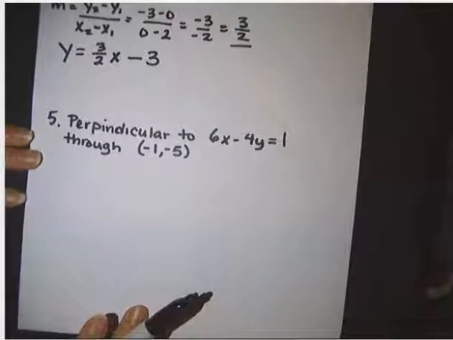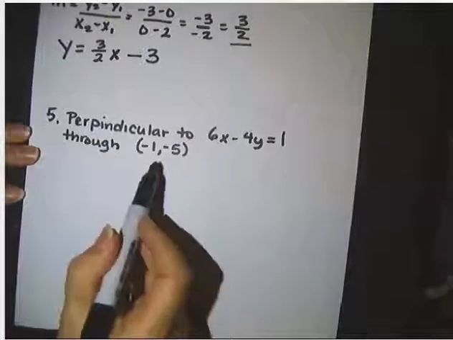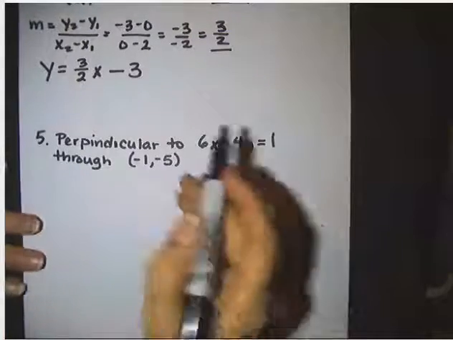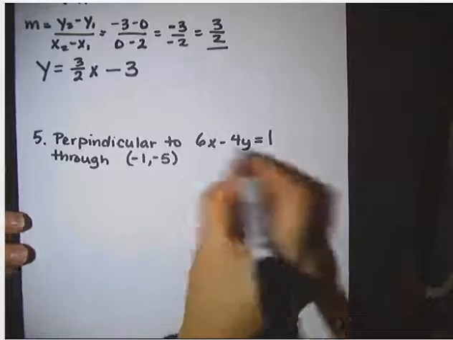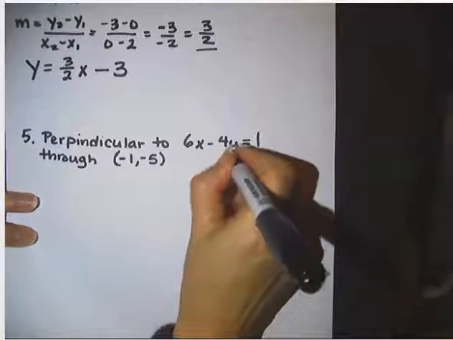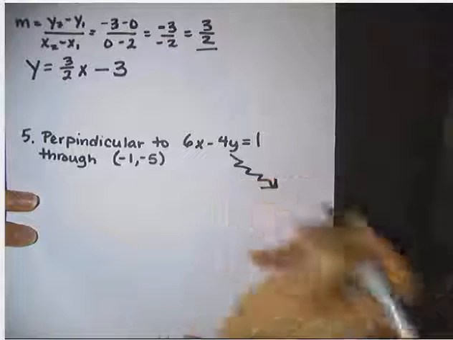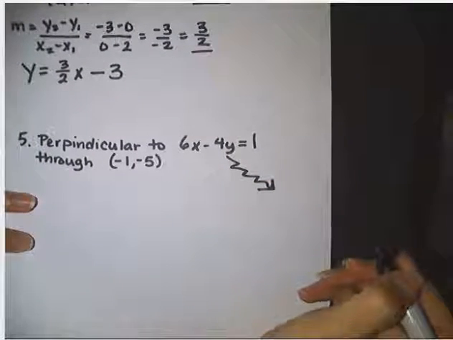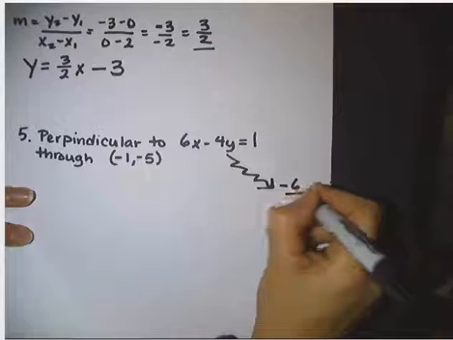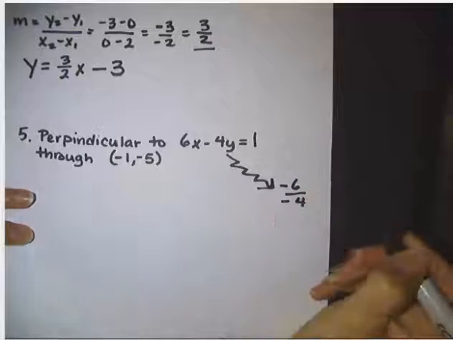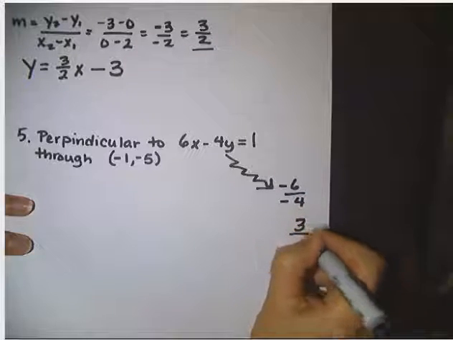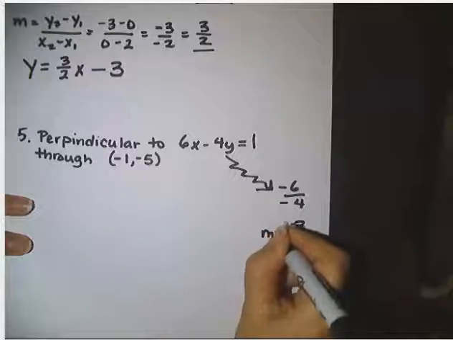Now, as I told you on the previous video, if you're told that it's parallel or perpendicular to a certain line, don't bother graphing that line. Just steal the slope from it. What's the slope of that line? Opposite A over B. -6 over -4, which simplifies to 3 over 2. So there's my slope. There's my point, slope form.